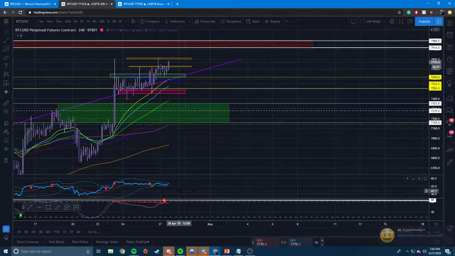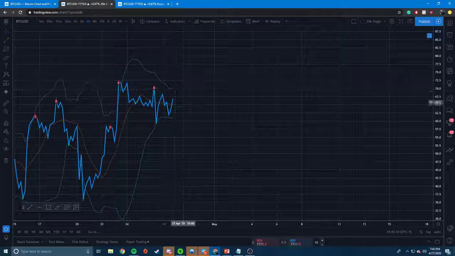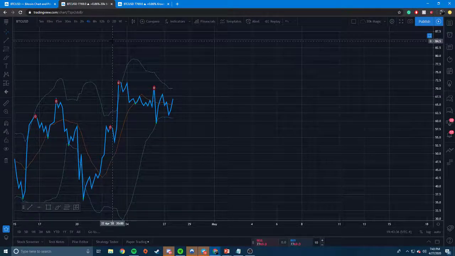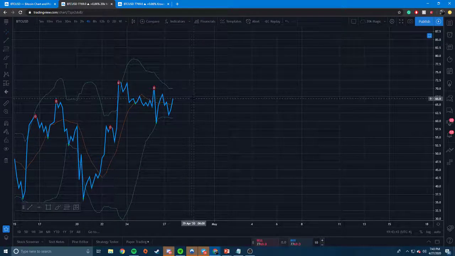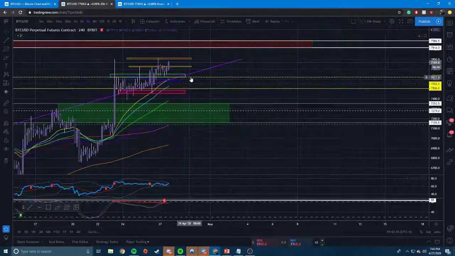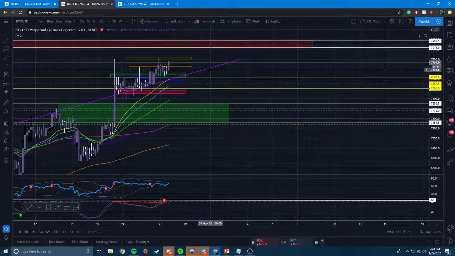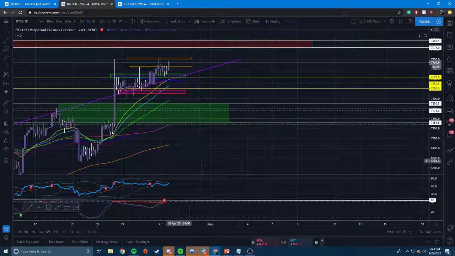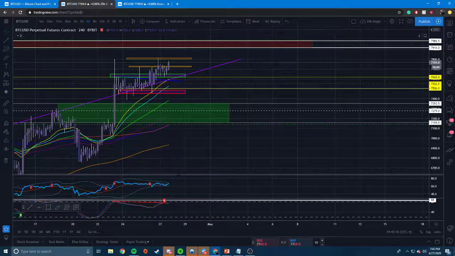No divergences on the RSI, although those Bollinger Bands are coming in real tight. Seeing them this tight on a 4 hourly, I wouldn't say it's room for caution, but usually when the Bollinger Bands get really close, it's usually indicative of a big move to come, as price action hasn't really been that volatile.